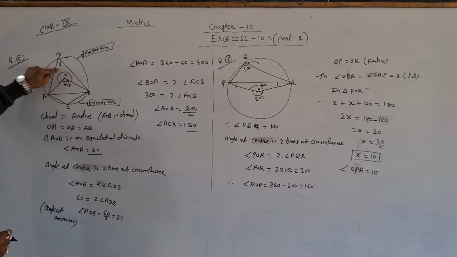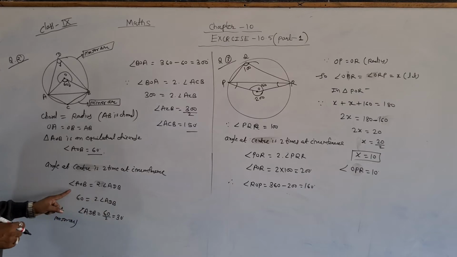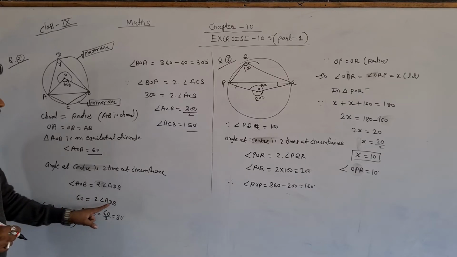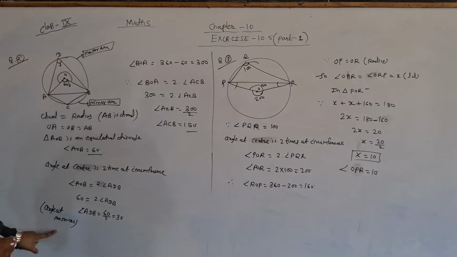What will this angle be? It will be 2 times. So angle AOB is equal to 2 times angle ADB. Angle AOB is given 60. So angle ADB is equal to 60 upon 2, which is 30. This is the angle at the major arc. Here we have the major arc.